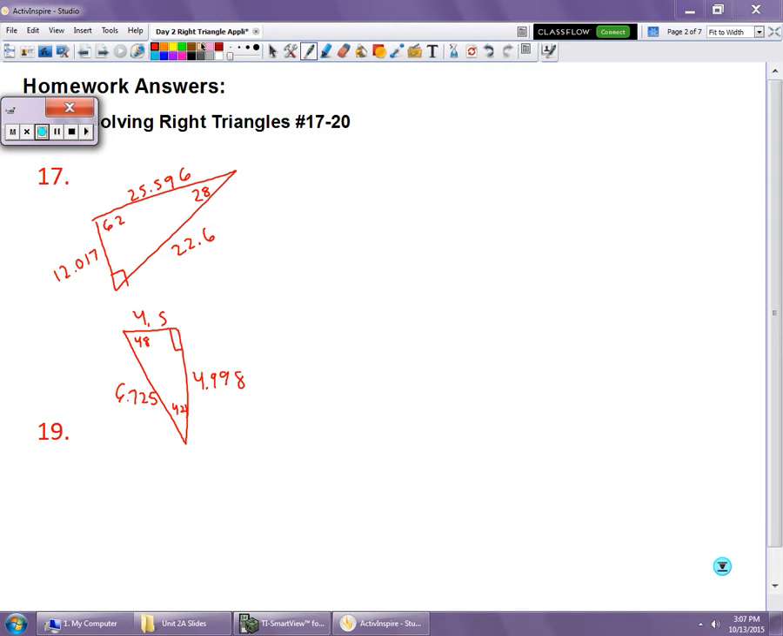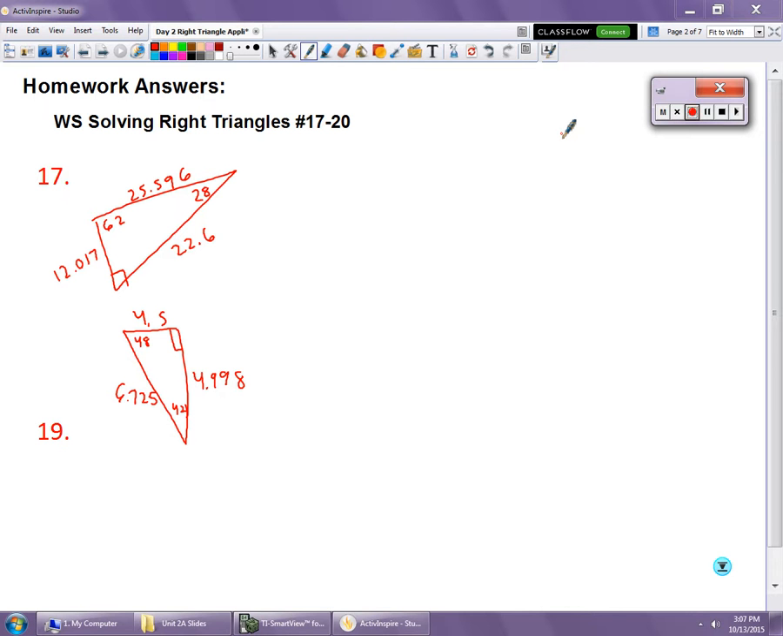Okay, so today we are going to be doing some more right triangle trigonometry problems. We are starting by looking at the homework from last night. The homework was to find all the missing sides and all the missing angles of a triangle. You could have used Pythagorean theorem as the last step, or sine, cosine, or tangent.